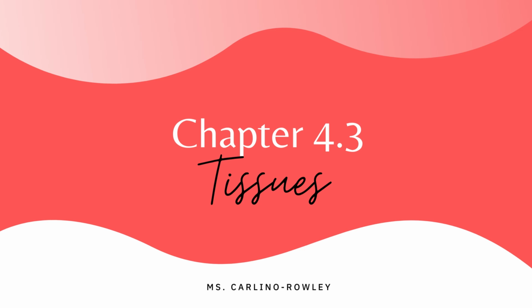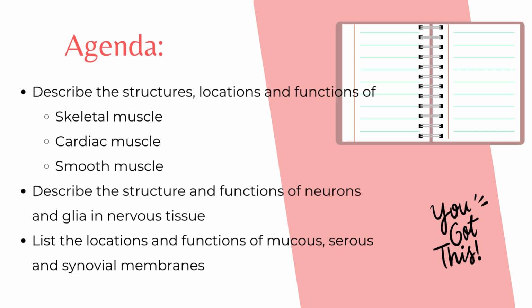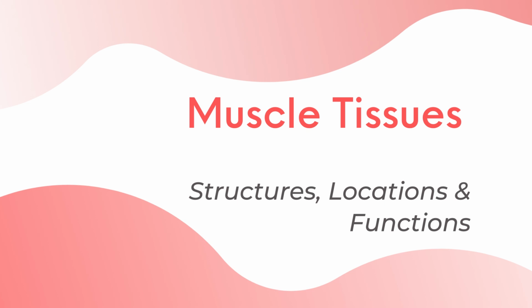Hi class, this is the final recording for Chapter 4, Tissues. In this recording, we go over the structures, locations, and functions of skeletal, cardiac, and smooth muscles. I'll describe the structure and functions of neurons and glia and nervous tissue, and we will list the locations and functions of mucous, serous, and synovial membranes.